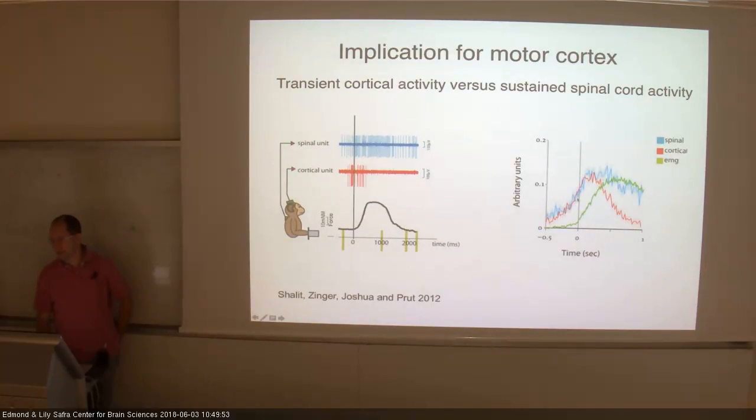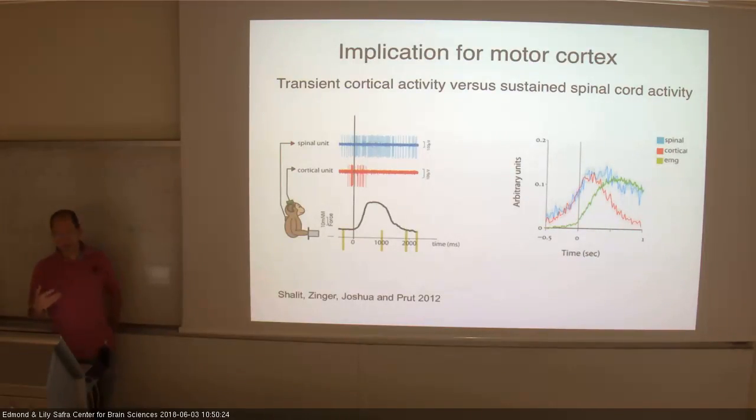And so the red cells are the cortical neurons, they increase their firing rate and then they decrease, although the EMG is still high here. The blue cells are the spinal neurons, you see them? They go up and they stay relatively high. They don't go down, unlike the cortical neurons. And the green is the EMG, which is the power that goes up and stays up. Okay?